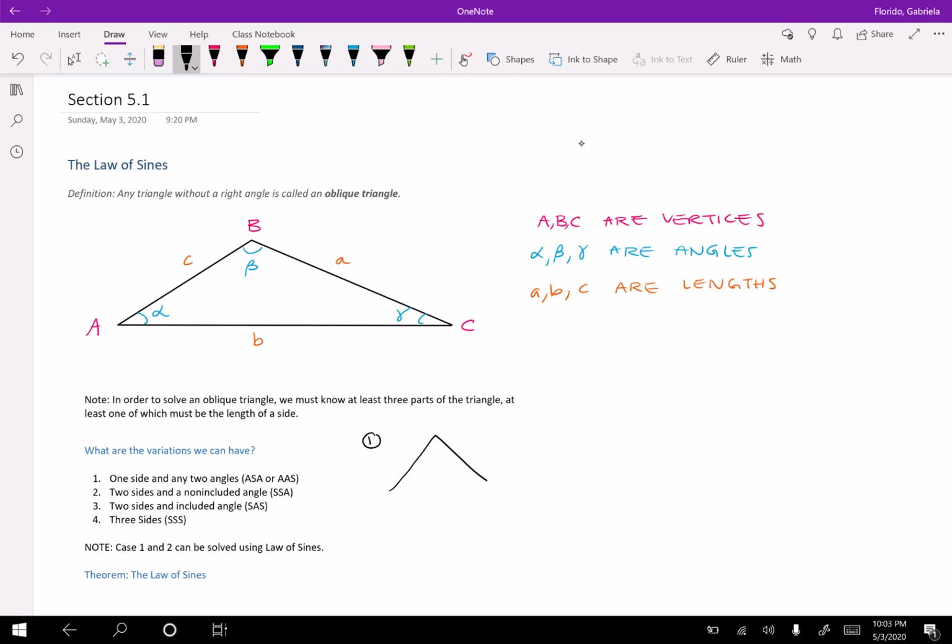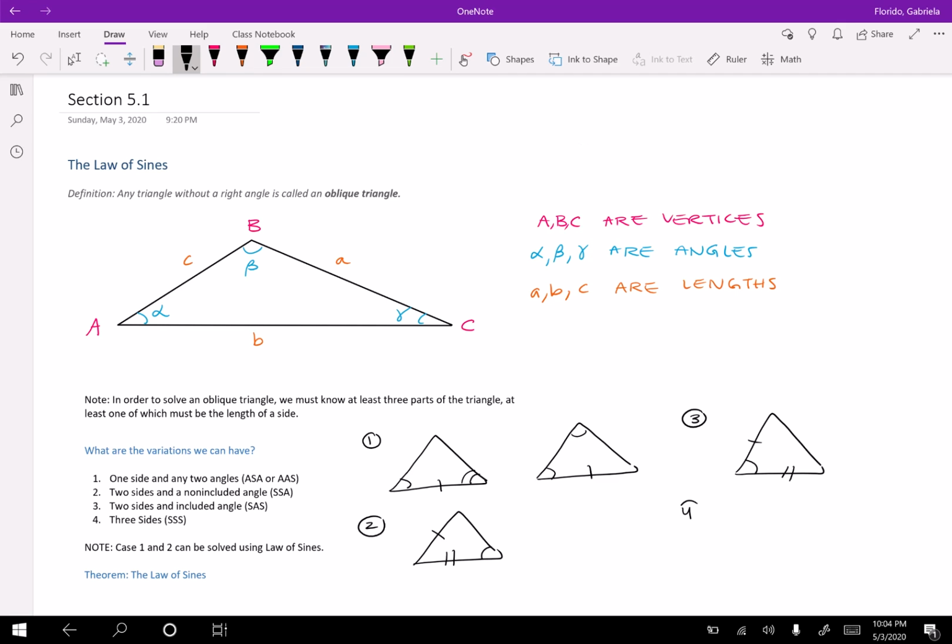So we could have angle, side, angle. Could also have angle, angle, side. The second variation, we could have 2 sides and a non-included angle. So we could possibly know these 2 sides and an angle that's not in between those sides. The third option is 2 sides and an included angle. So we could know this side, this included angle, and then this side.